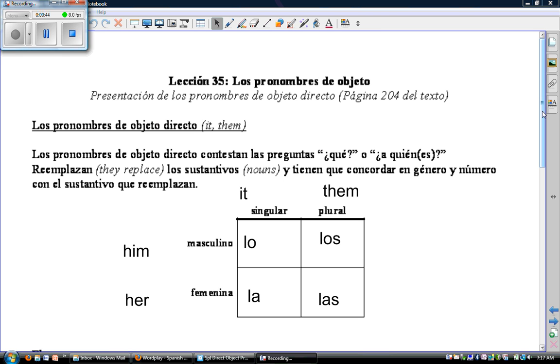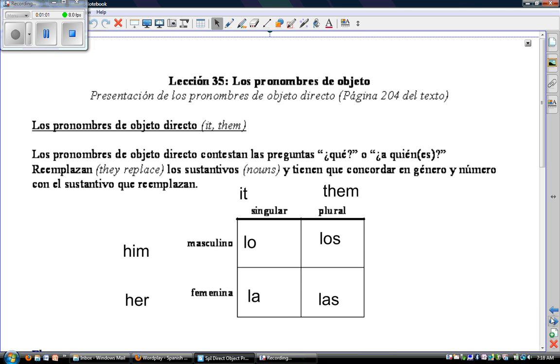We use them typically when responding to questions that ask what or to, or not to whom, but just whom. Like, are you eating an apple? Yes, I'm eating it. Are you inviting Paul to the party? Yes, I'm inviting him. We just use them often in English without thinking.